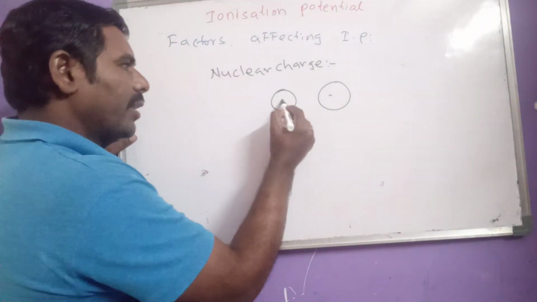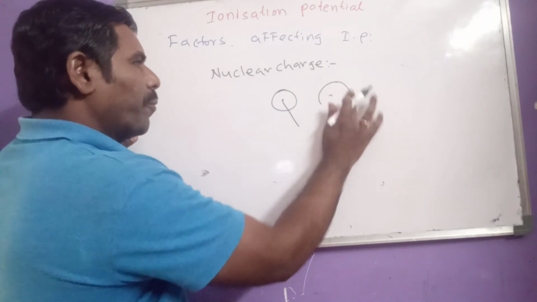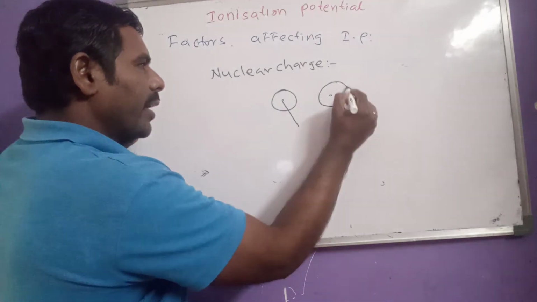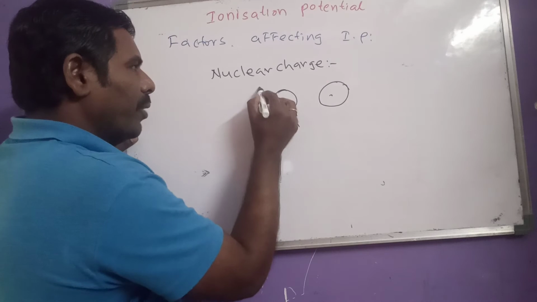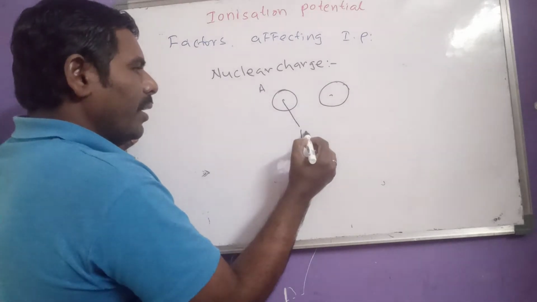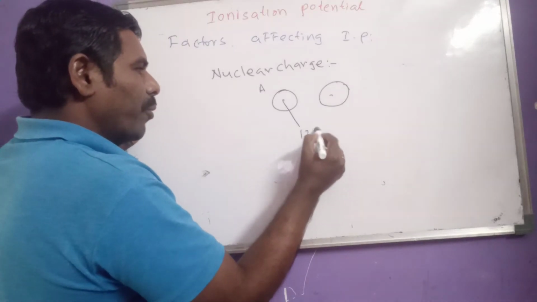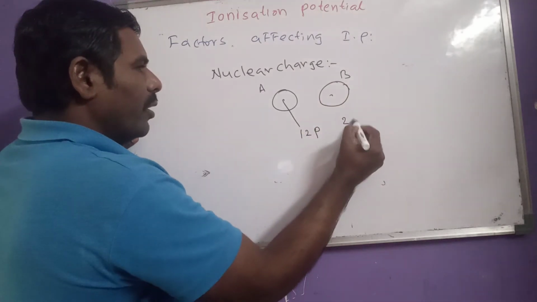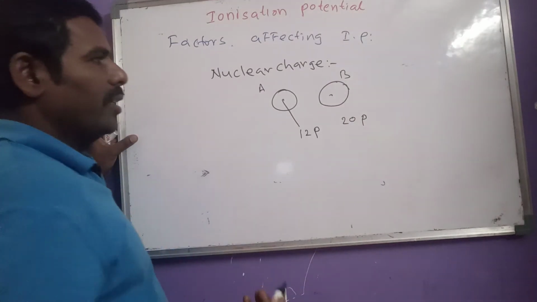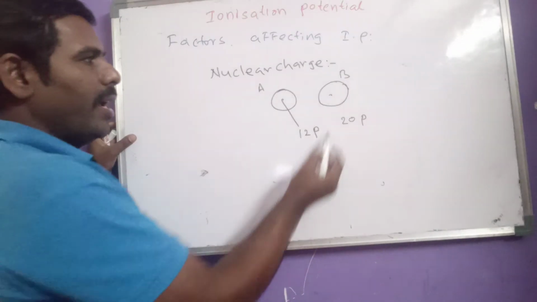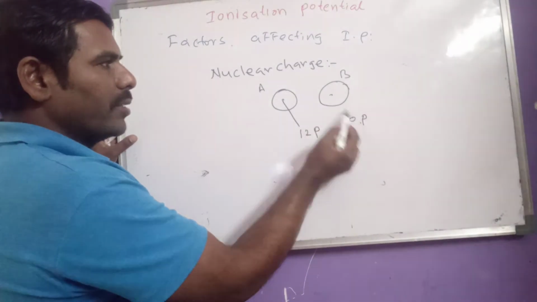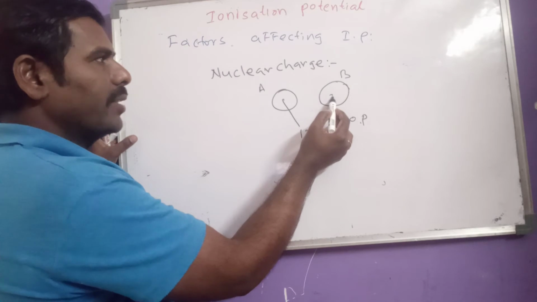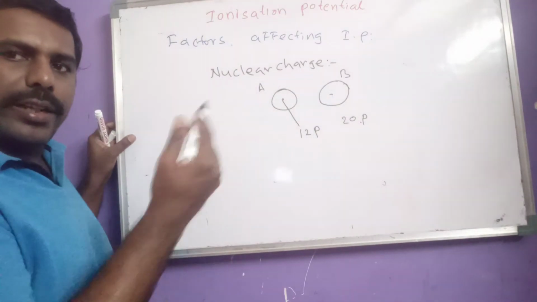Nuclear charge means nothing but the number of protons in the nucleus. For example, in case of atom A, let us consider 12 protons are present. In case of atom B, 20 protons are present. So what happens here? As the number of protons in the nucleus increases, nuclear charge also increases.